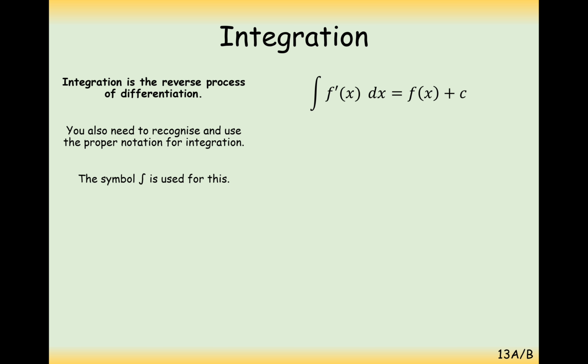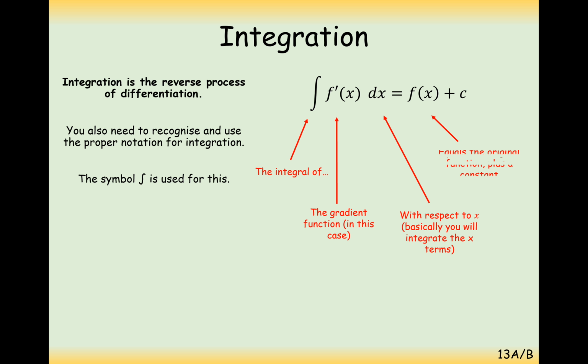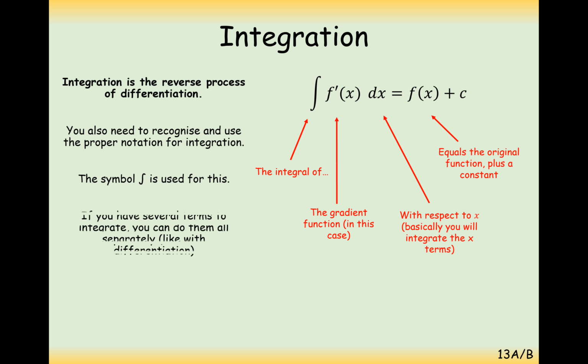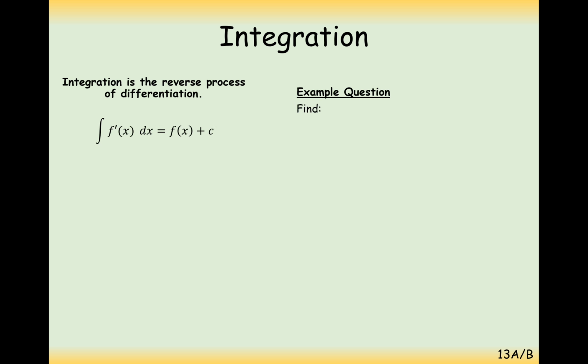Okay, so we also need to identify the notation used for integration, and instead of dy by dx, this time it's a bit of an elongated S symbol. So it's a little flick at the front, and then down, and a little flick at the end. So the integral of the gradient function is equal to the original function, and we've seen that already today. The integral of the gradient function with respect to x is equal to the function plus a constant. Okay, so let's have a little look at some questions here.